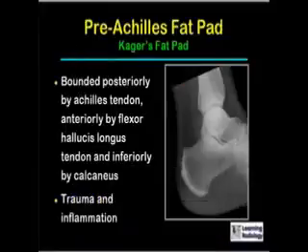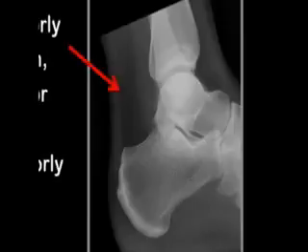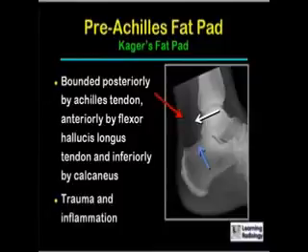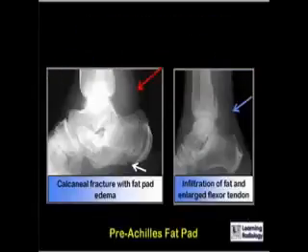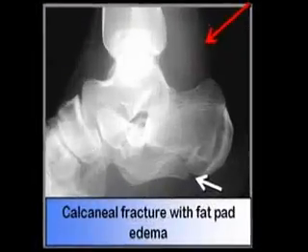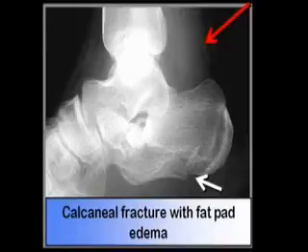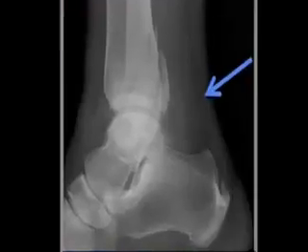The pre-Achilles fat pad, which is sometimes called Kager's fat pad, is bounded posteriorly by the Achilles tendon, anteriorly by the flexor hallucis longus tendon, and inferiorly by the calcaneus. It can become infiltrated or obliterated with trauma or inflammation. This is a patient who has a fracture of the calcaneus, demonstrated by the white arrow, and infiltration of the pre-Achilles fat pad by fluid and blood, shown by the red arrow.